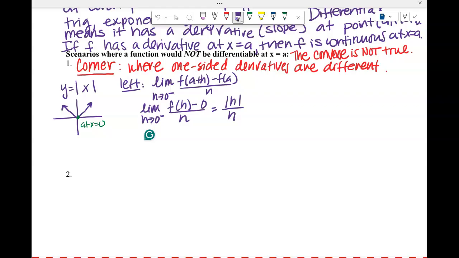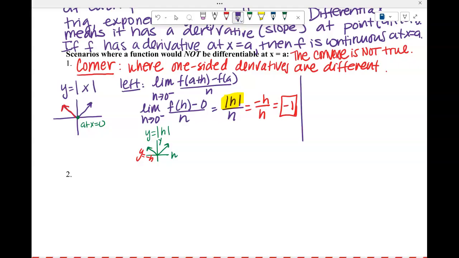Now to take it out of this absolute value, we talked about this a lot in last unit, right? The graph of y equals absolute value of h, it's like this. h is here, y is here. So on the left side, this is going to be y equals negative h. So we are going to take out a negative h over h. That reduces down to negative 1. So on that left side, the slope is negative 1.